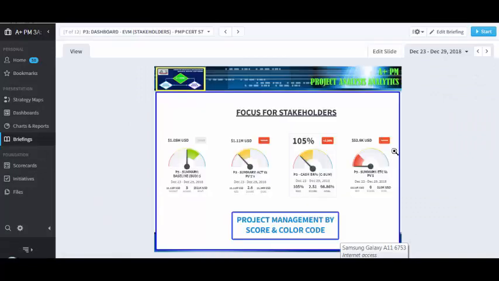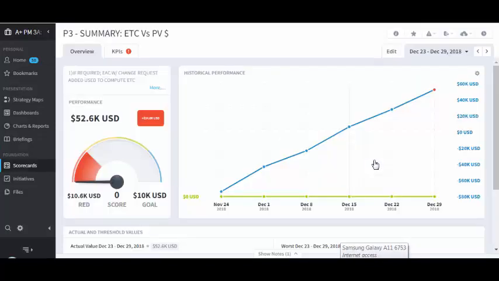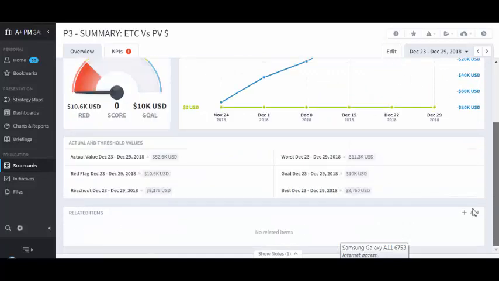Let's go back. And when we go back, we're going to look at the ETC. We know, and we're going to drill down, we know that we were projecting that based on the remaining budget that's allotted, which is $10,000, which is the estimate to complete. That was the goal, but our actual value is 52.6. So we know that this project is going to be in need of more funds.